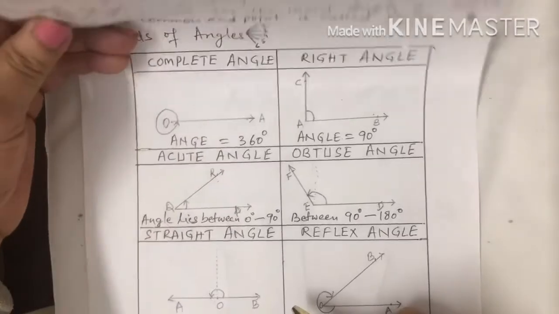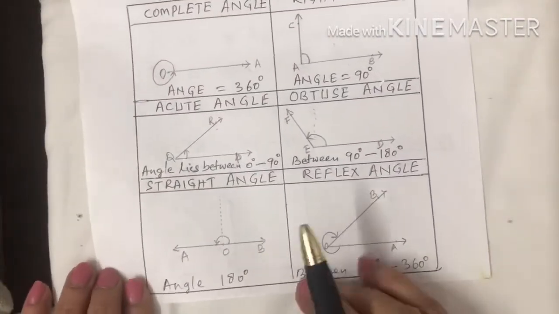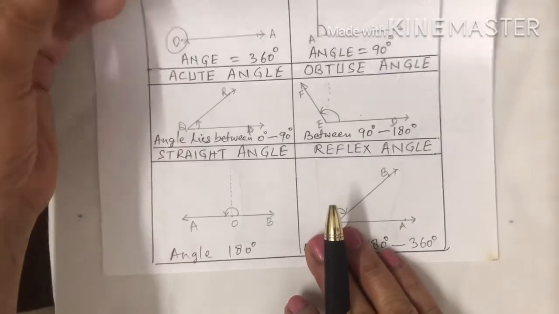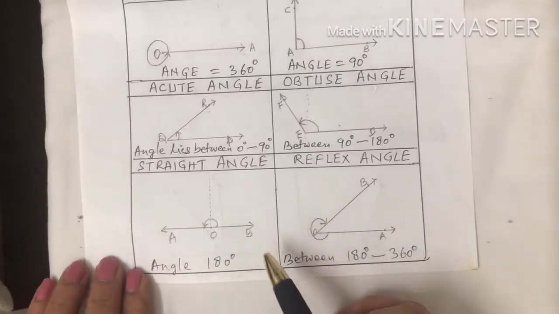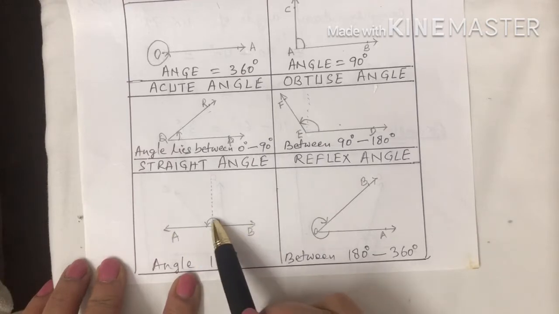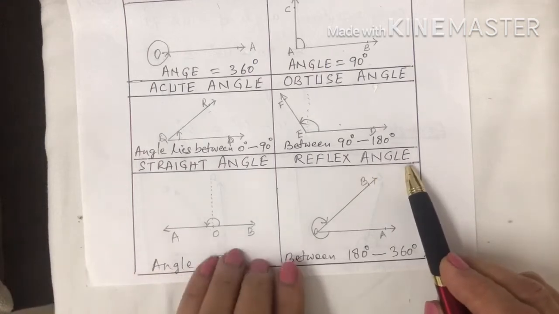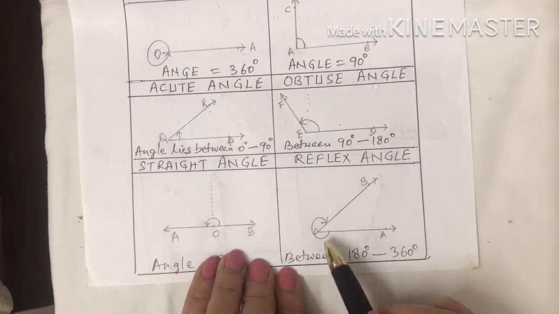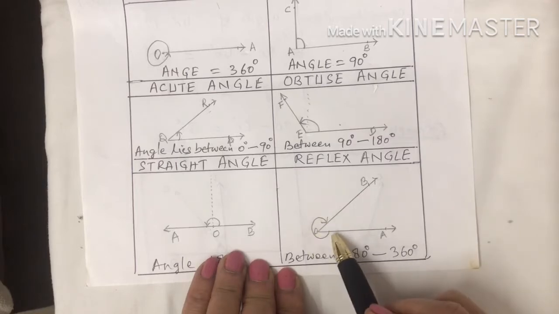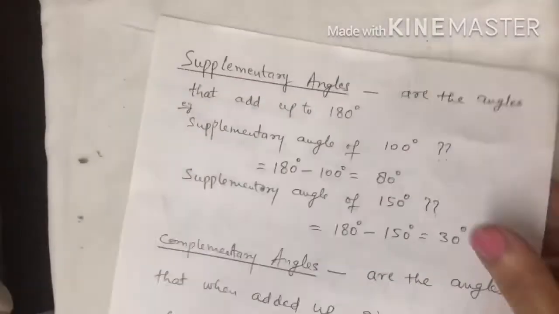Then we will learn about the straight angle. What is a straight angle? A straight angle is 180 degrees. This is the whole 180 degrees. And a reflex angle is between 180 degrees to 360 degrees. This is called a reflex angle.